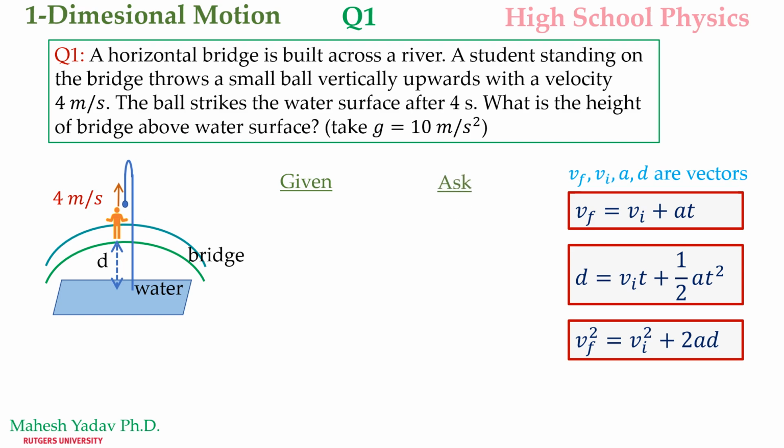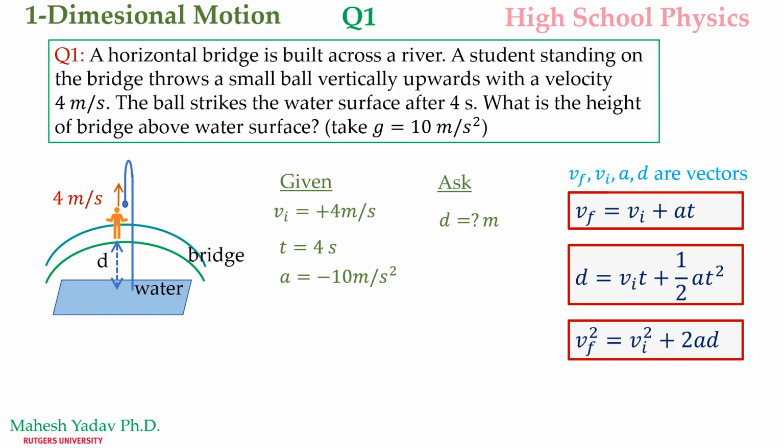Initial velocity is positive 4 meters per second. It is upwards, so positive. And time is 4 seconds. Acceleration is always down, so negative 10 meters per second squared. The ask is the height, d.